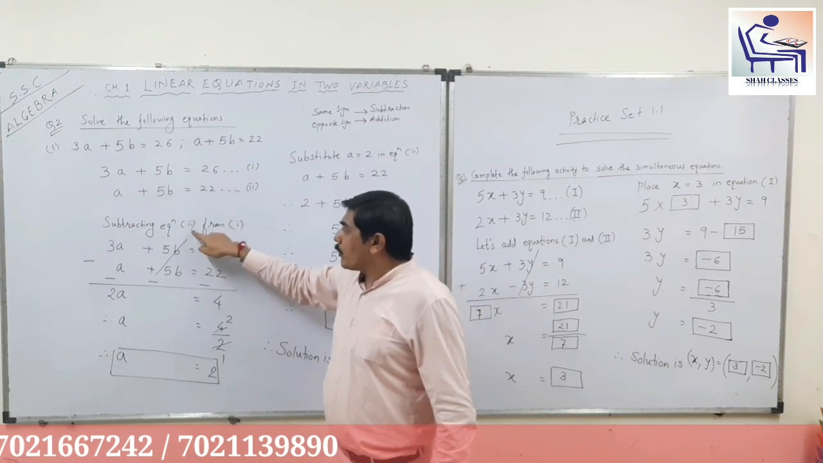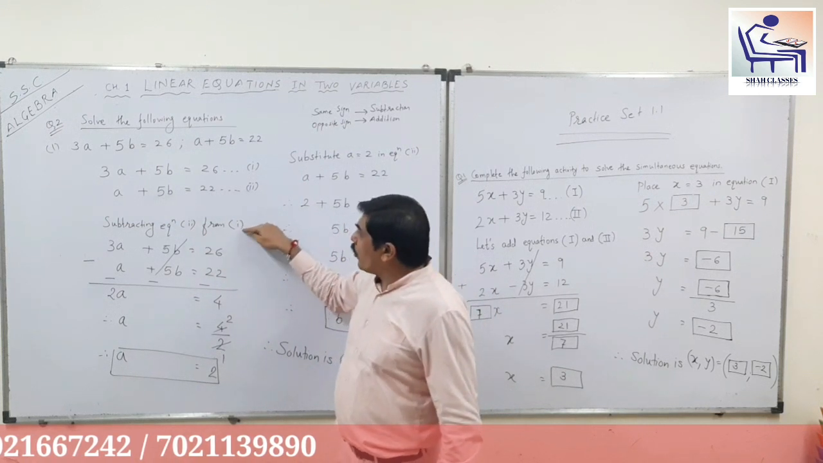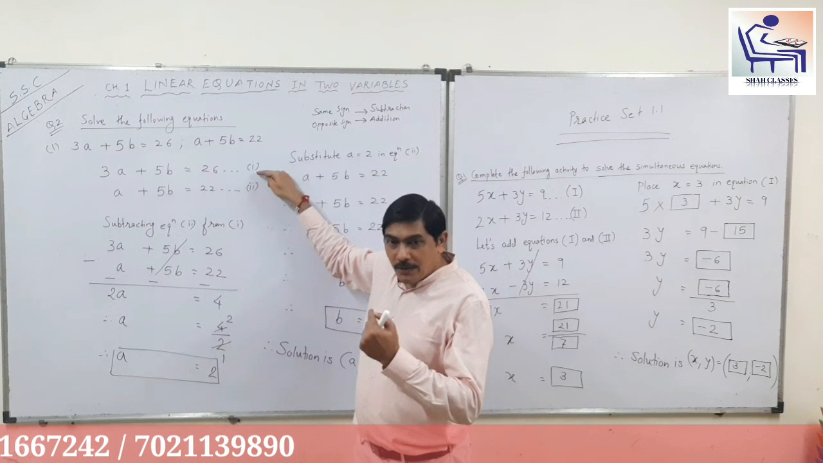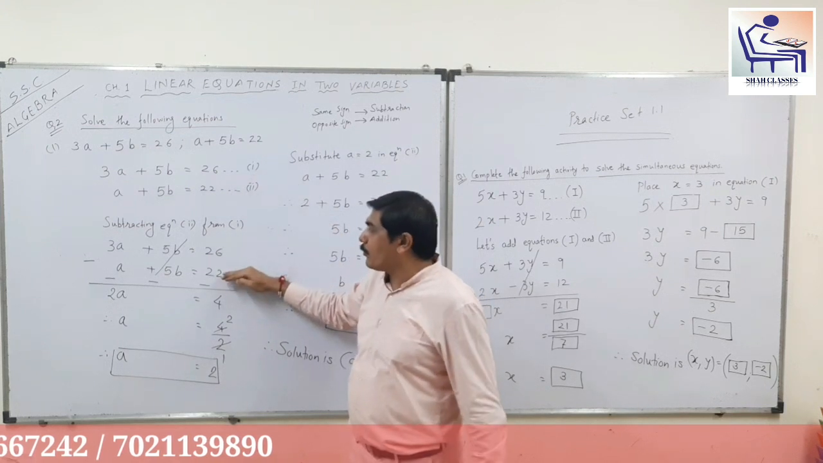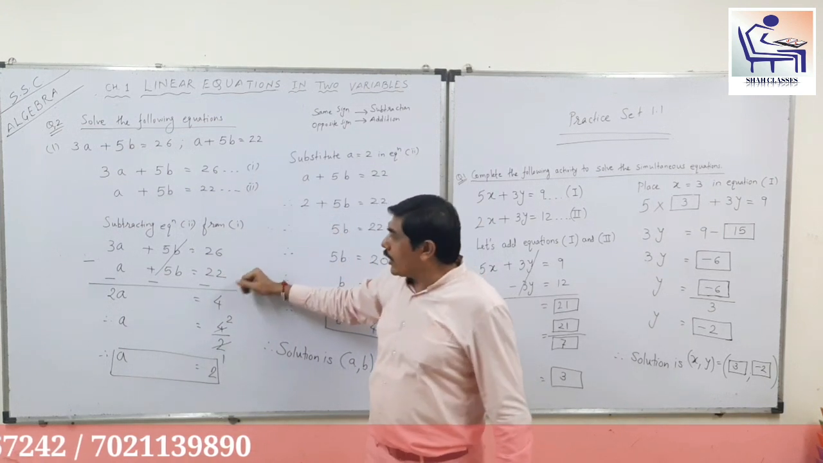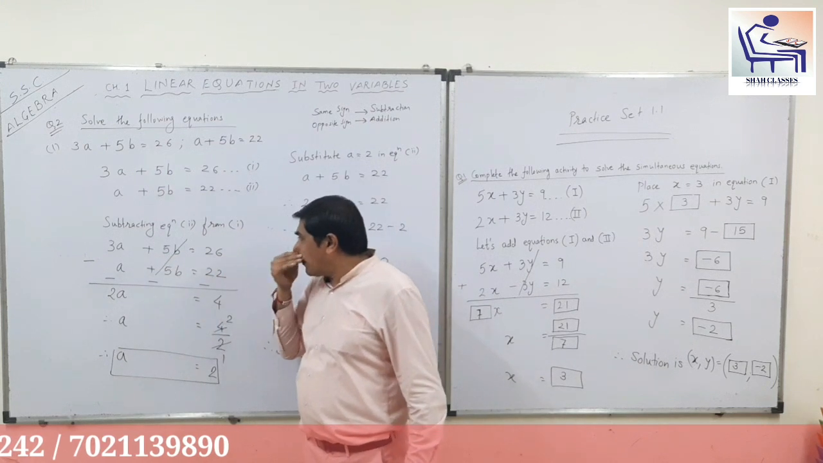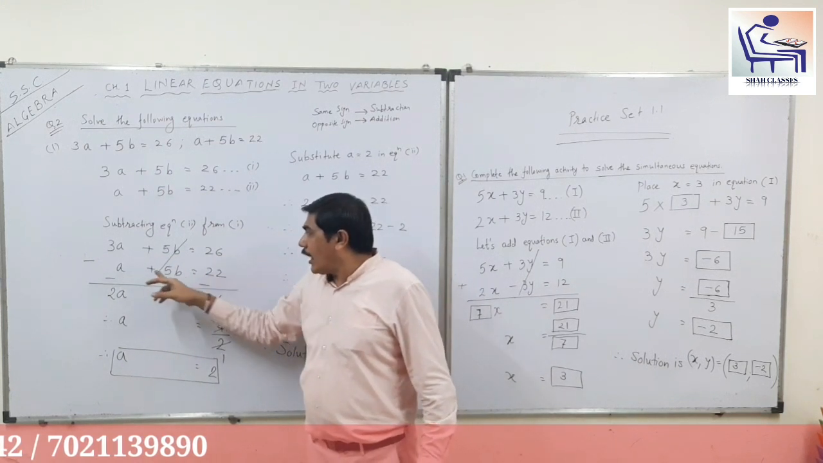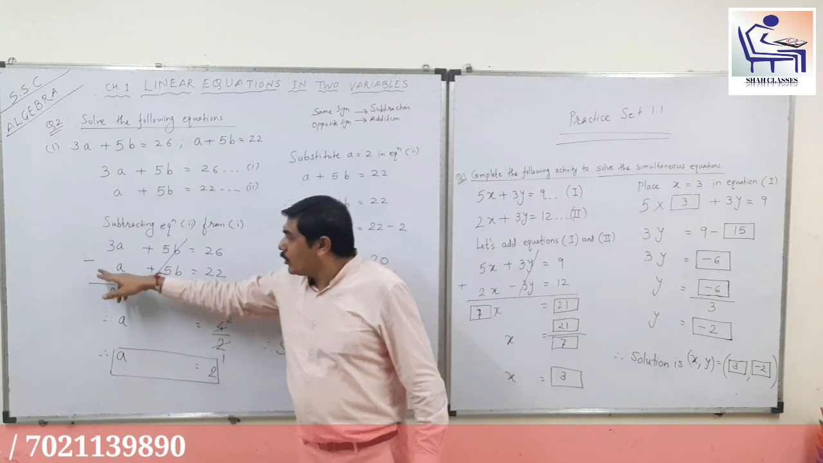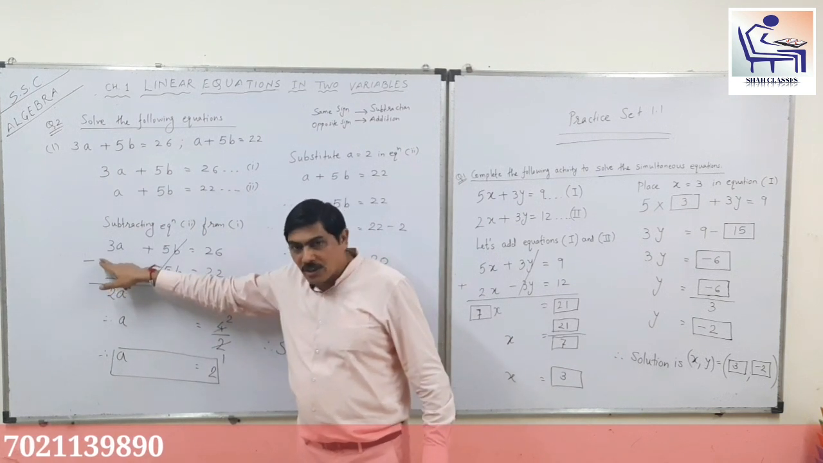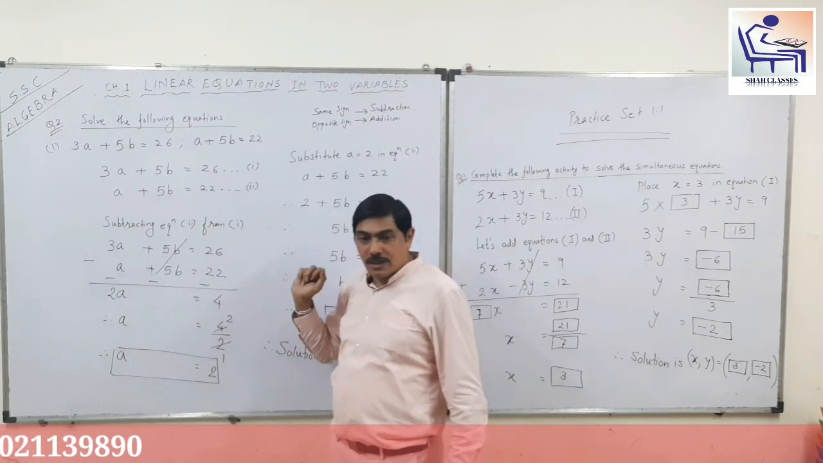Okay, so subtracting equation 2 from 1. From 1 means 1 comes on the upper level, and equation 2 will come on the lower level. So here we saw that 3a plus 5b is equal to 26 and a plus 5b is equal to 22. We have to do subtraction. Whenever we have to do subtraction, we have to change the sign.